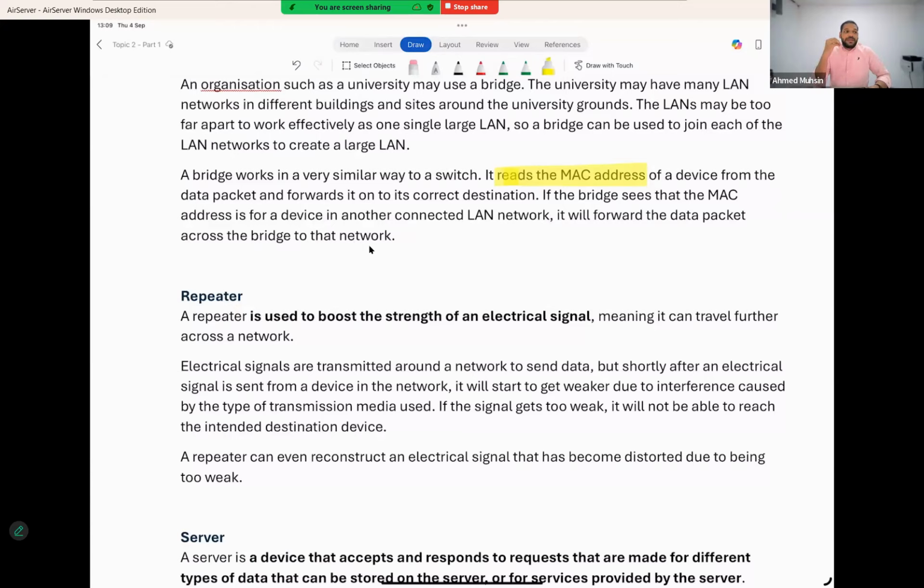Then, guys, the next one, of course, is not very complex. It's what we call a repeater. Another word could be extender, booster. Can you all put down those two words as well? Repeater, sorry, extender, booster.